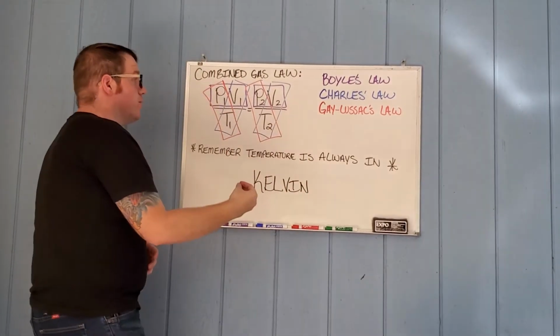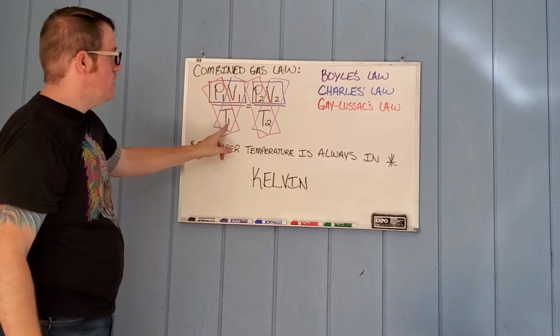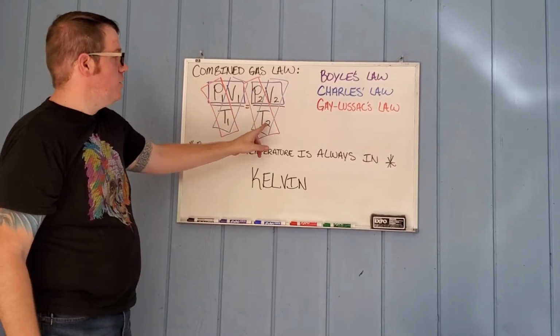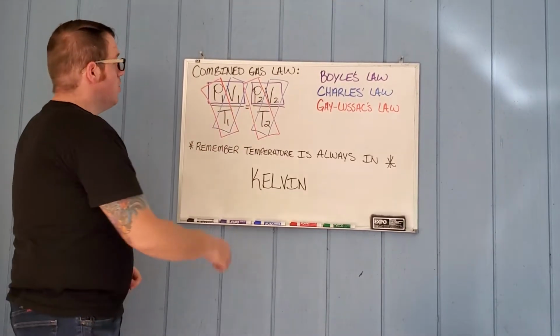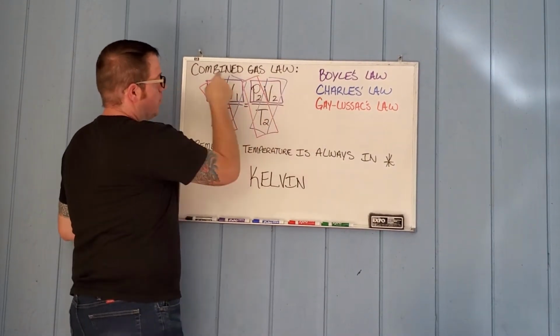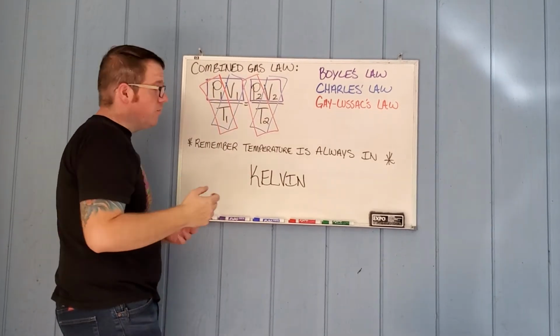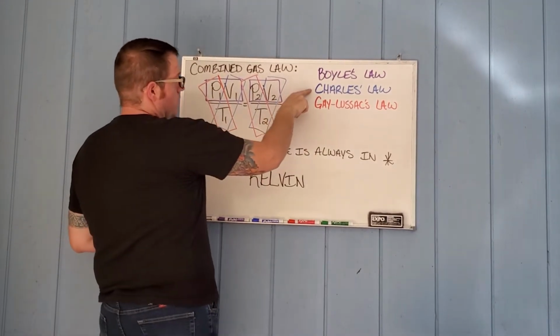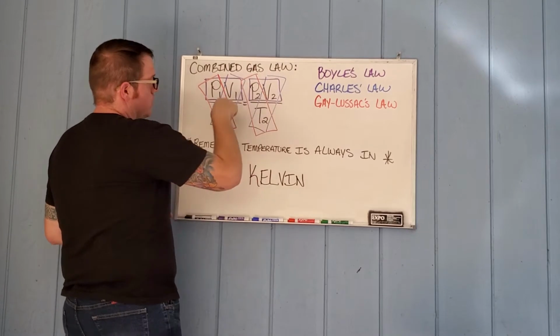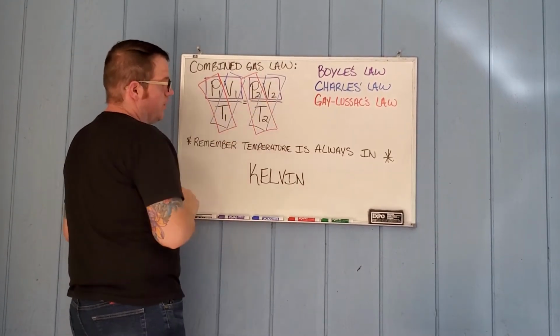So the equation for the combined gas law is P1 times V1 divided by T1 is equal to P2 times V2 divided by T2. But as you can see, I've circled everything that incorporates Boyle's law in purple. So P1 times V1 is equal to P2 times V2. We saw that in the other video. Charles' law is outlined in blue, right? So V1 divided by T1 is equal to V2 divided by T2.